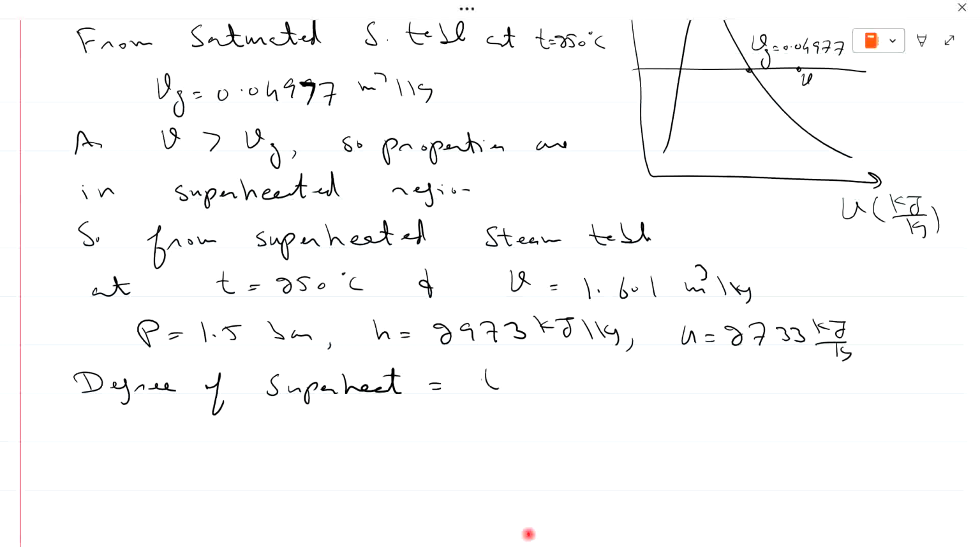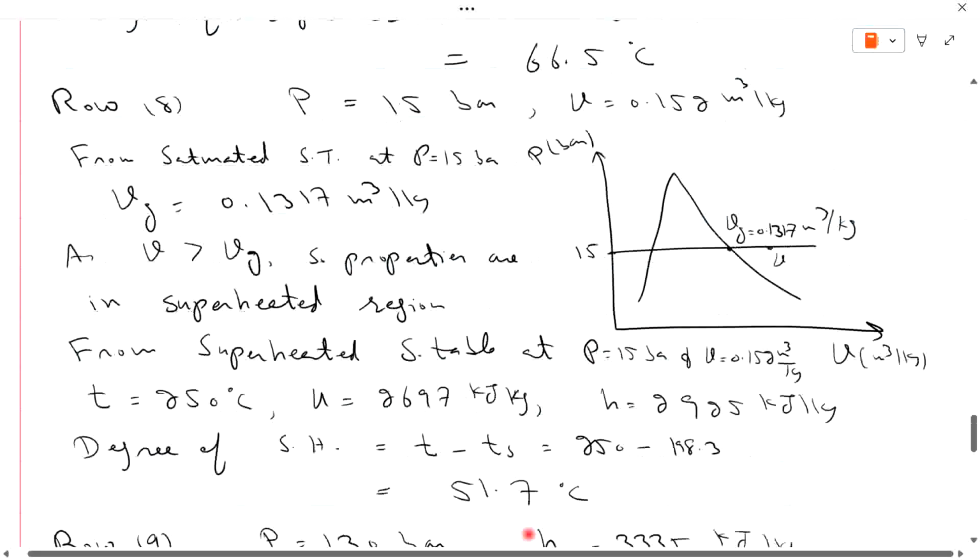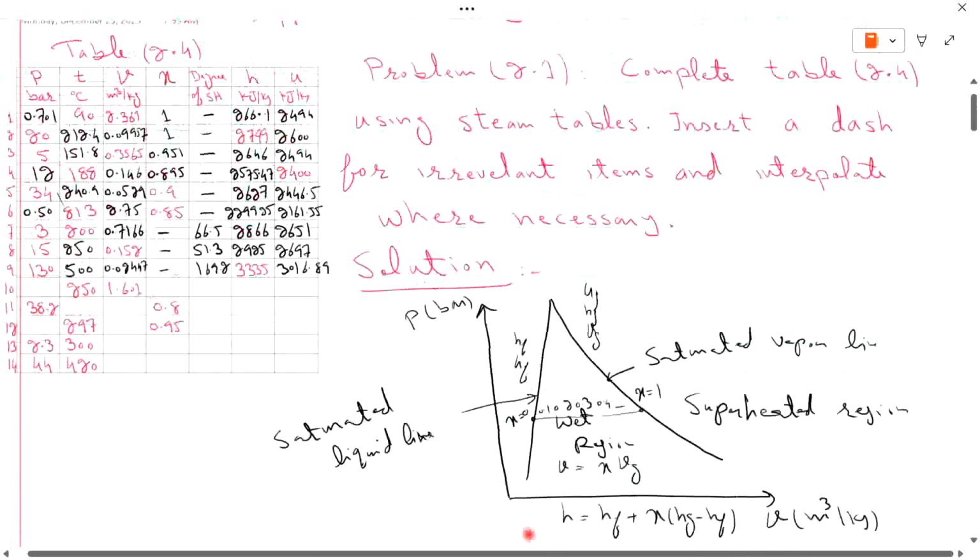superheated temperature minus saturation temperature. Superheated temperature is 250 and saturation temperature you can find easily from the steam table. So degree of superheat is equal to 138.6 degrees centigrade. Put this value in row number 10.